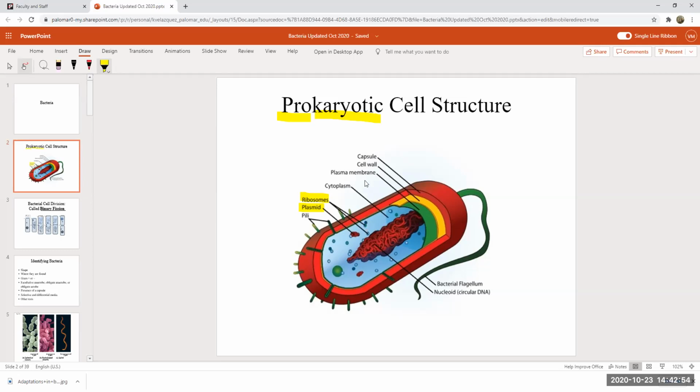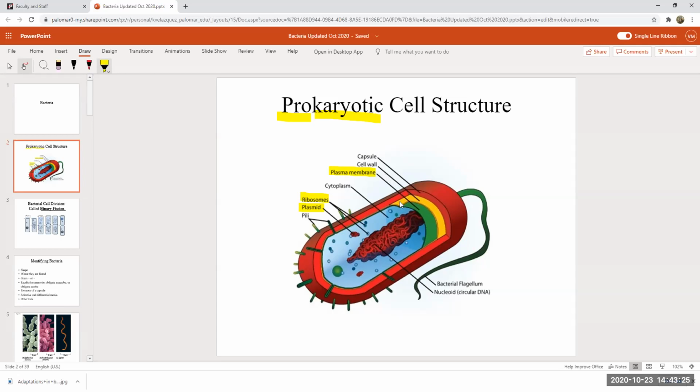In addition to that, we're going to just quickly look at the structures surrounding the cell. So remember that all prokaryotes are single-celled organisms, meaning the entire organism is just one cell. There are no multicellular prokaryotes. Surrounding the cell is a plasma membrane that is made of a phospholipid bilayer, just like all membranes. And then outside of that is a cell wall.